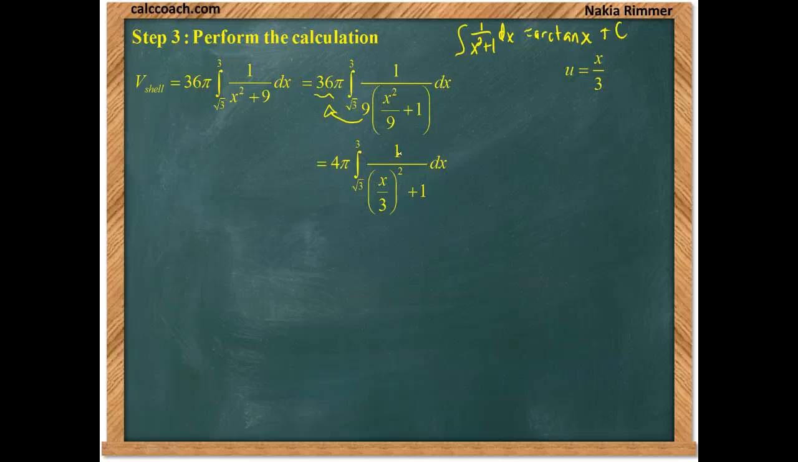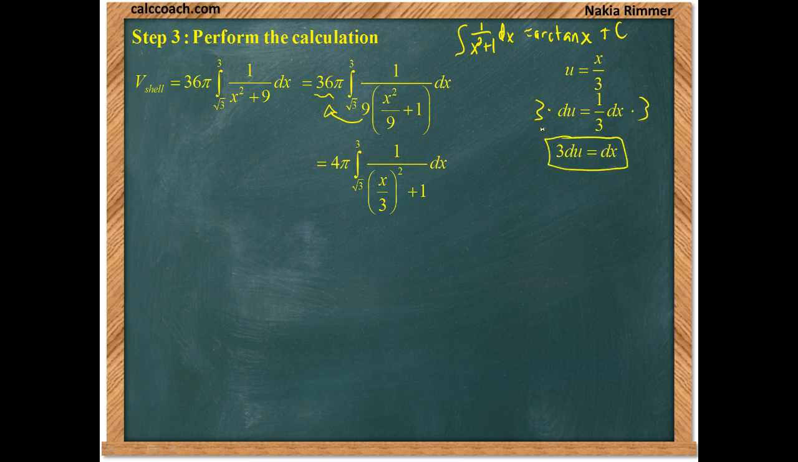Take the derivative to figure out how you can replace dx. So the derivative of this is 1/3 of dx. You have to replace dx, substitute for it. So you multiply both sides by 3, and you get the 3 times du will replace dx.